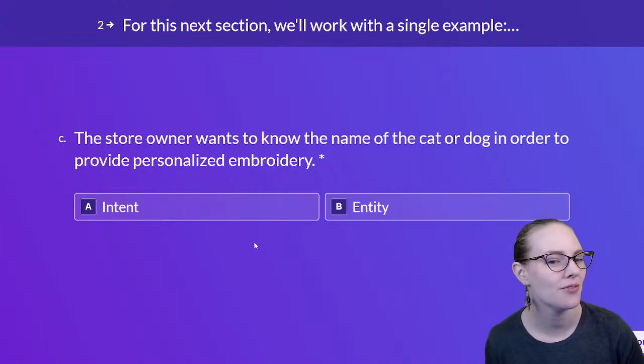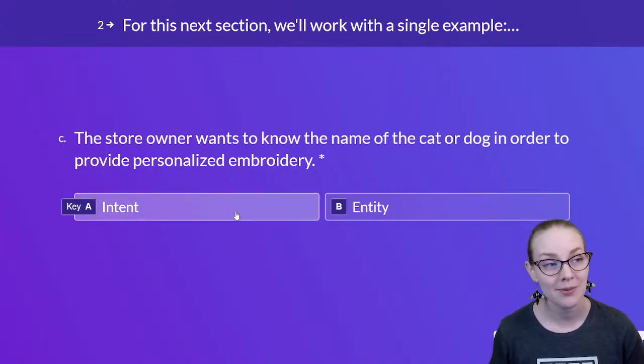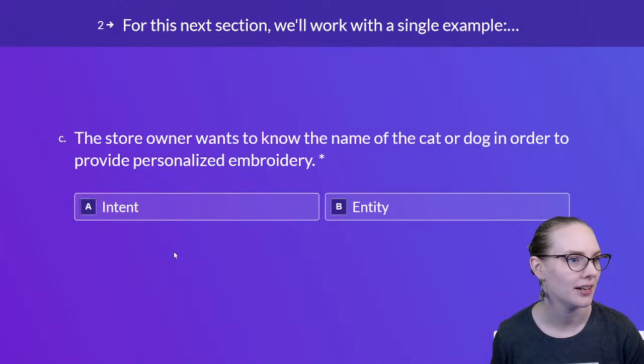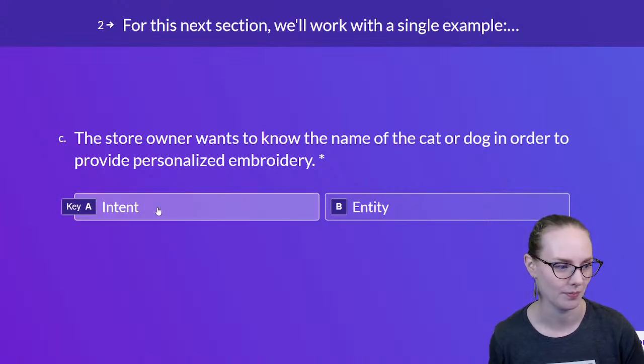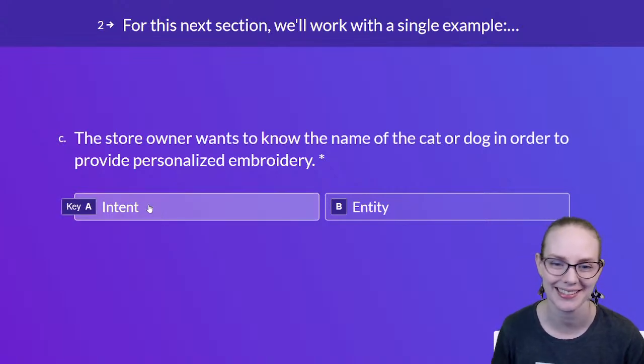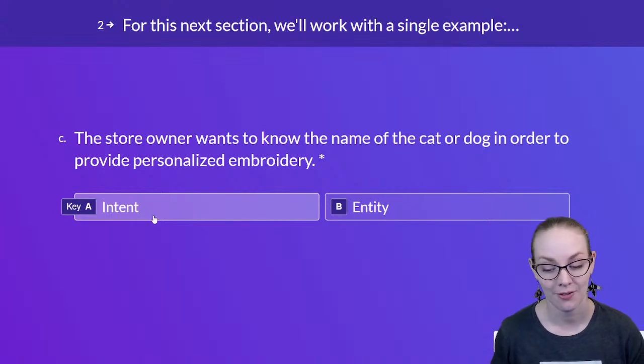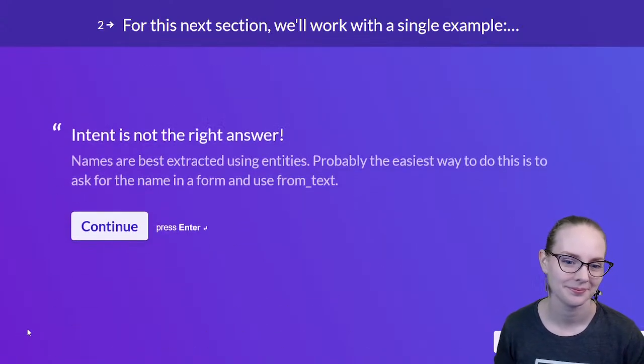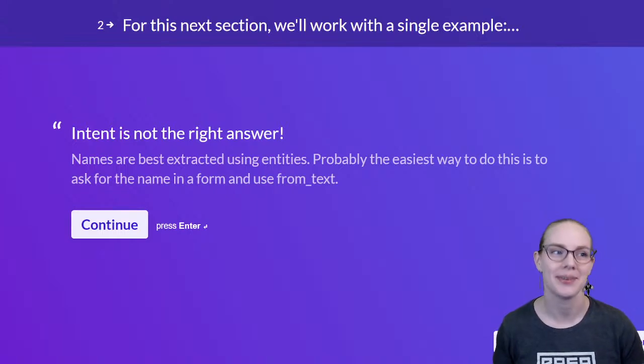All right, we've got a vote for entity. And I'm going to keep going with A throughout just because I want to make sure that I'm being fair and consistent. So we're going to go with intent, but we do have a vote for entity. And entity was the right answer.